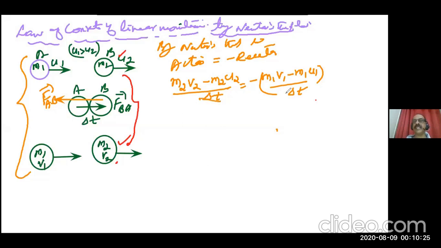Now delta T cancels. M2V2 minus M2U2 is equal to minus M1V1 plus M1U1.